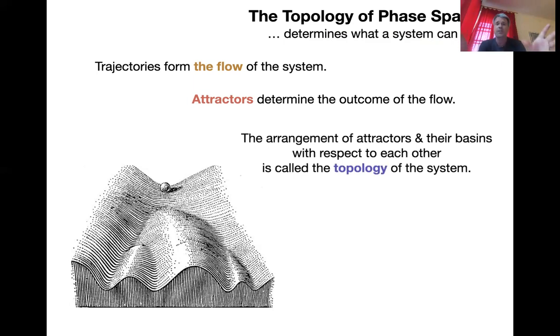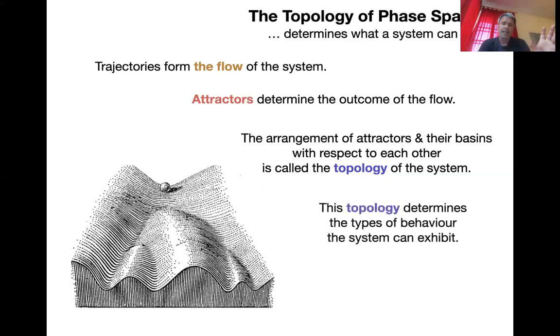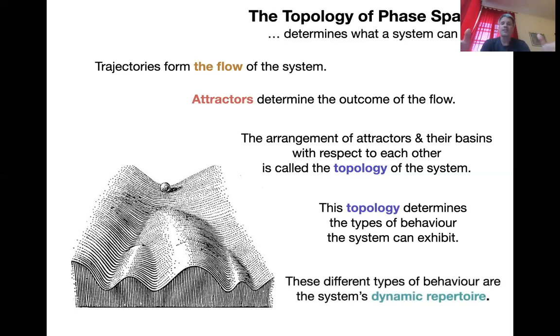The arrangement of attractors and their basins with respect to each other, that's a new term. We call that the topology of the system. Okay, does that ring a bell? So the topology is the general shape, the general geometry, just in terms of the basins of attraction and how they stand with respect to each other. This topology determines the types of behavior the system can exhibit. And these different types of behavior are the system's dynamic repertoire. You can now take these topologies and classify different systems according to what they can do.